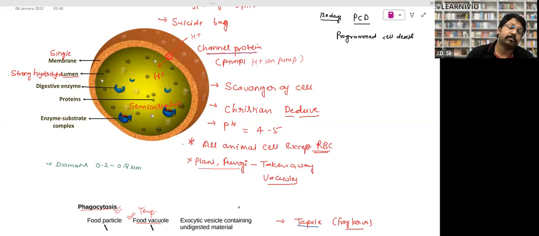Lysosome has very strong hydrolytic enzyme, right? Very strong, that you have to remember. Very strong hydrolytic enzyme in their lumen. Their function is digestion of food, nothing else, right? And their diameter is 0.2 to 0.8 micrometer.